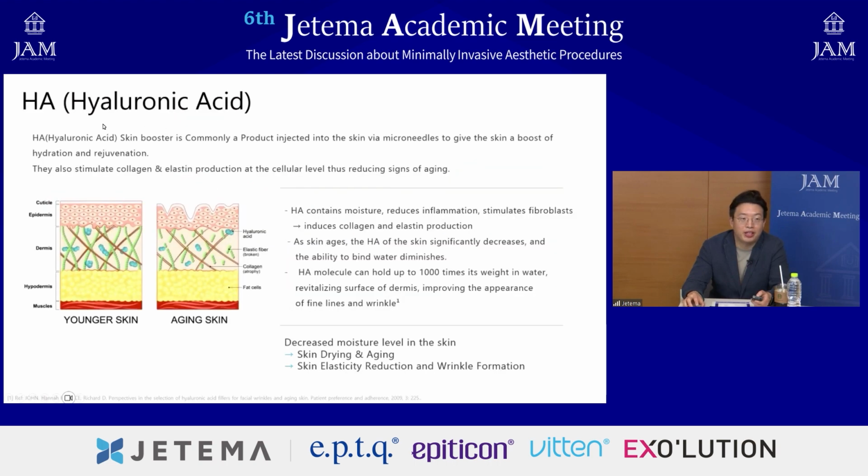You all know that HA, hyaluronic acid, is a common product injected into the skin through microneedles to give the skin a very hydrating, very rejuvenating look. They also stimulate collagen and elastin production at the cellular level. So when we get older, there is less HA in the skin. As a result, we see very dry, aged skin, and we see wrinkles.